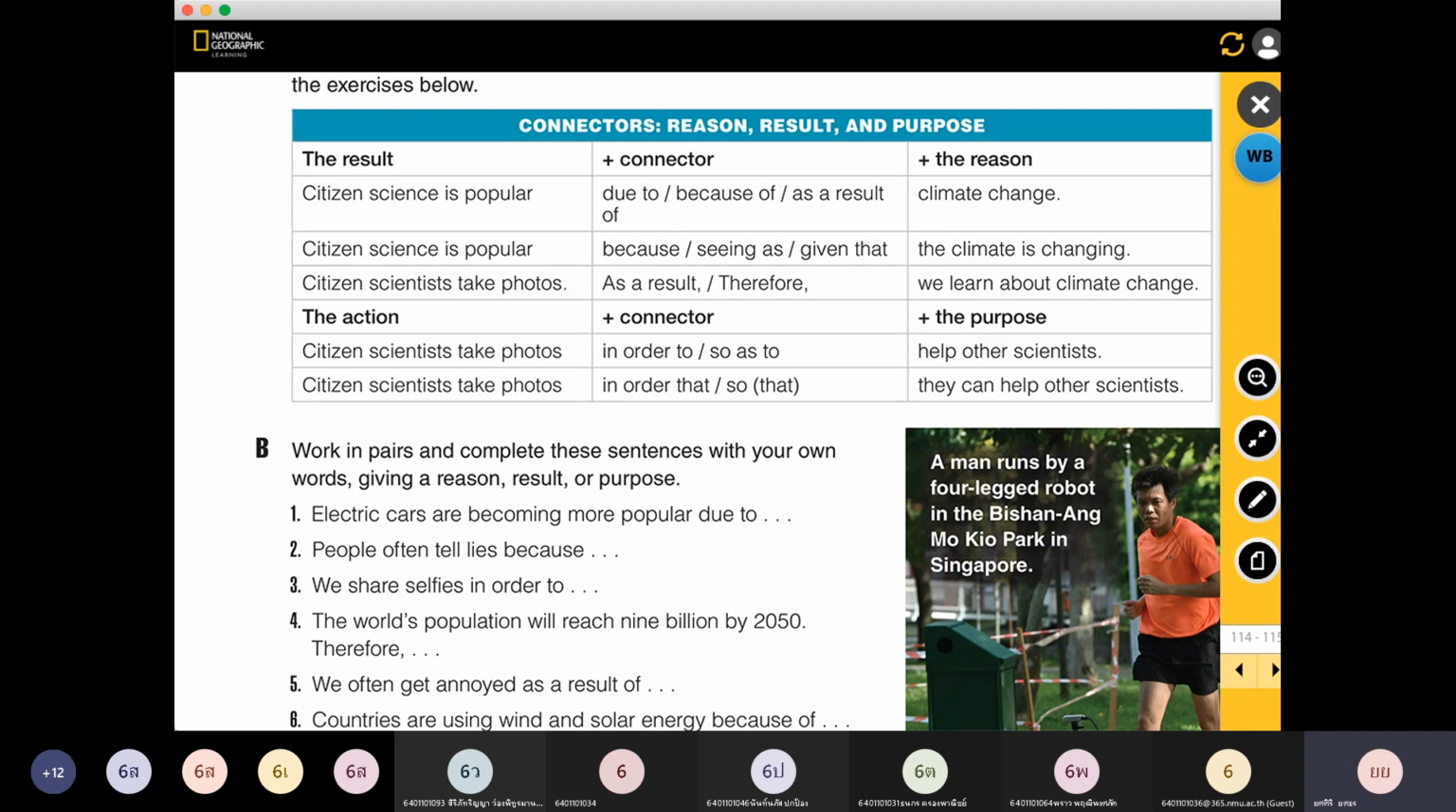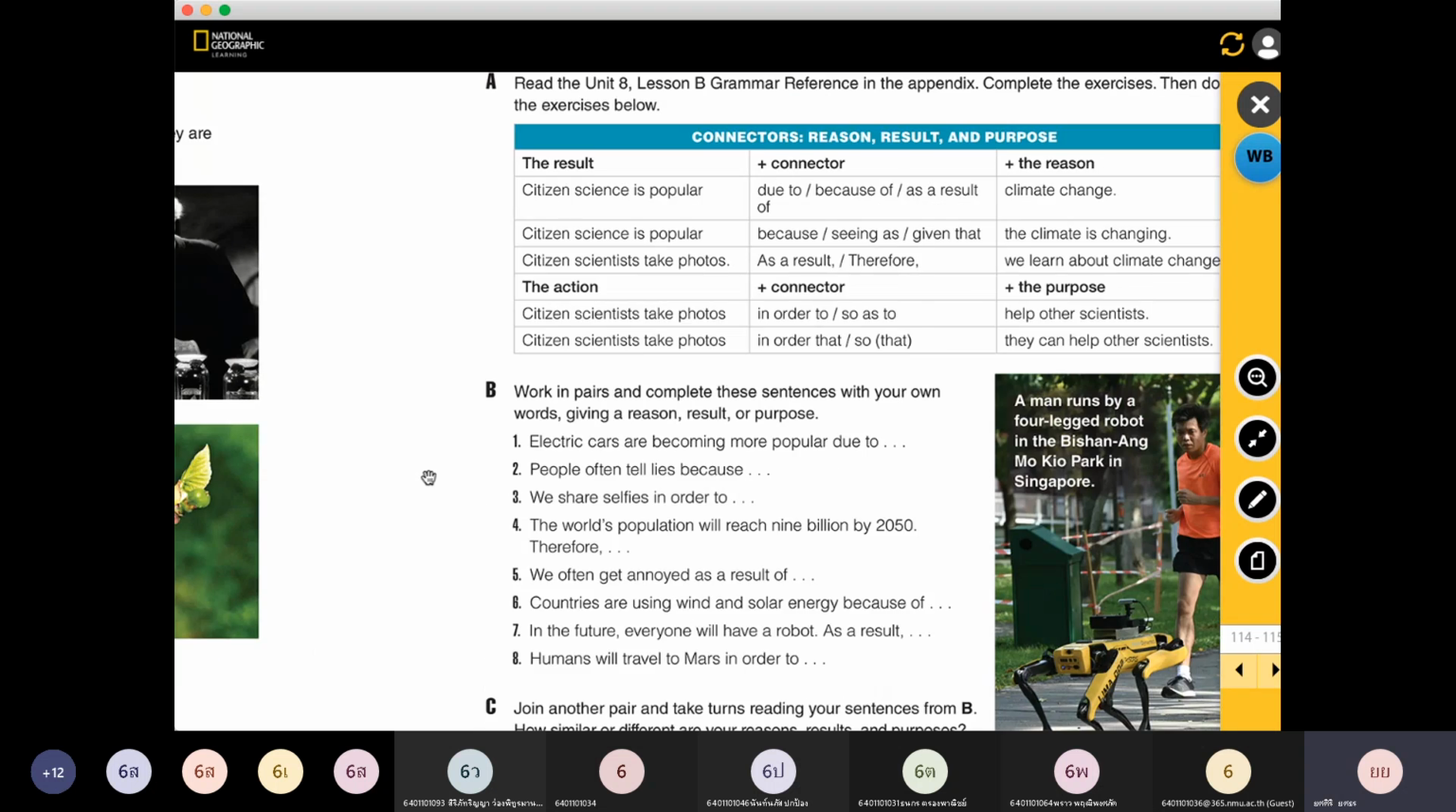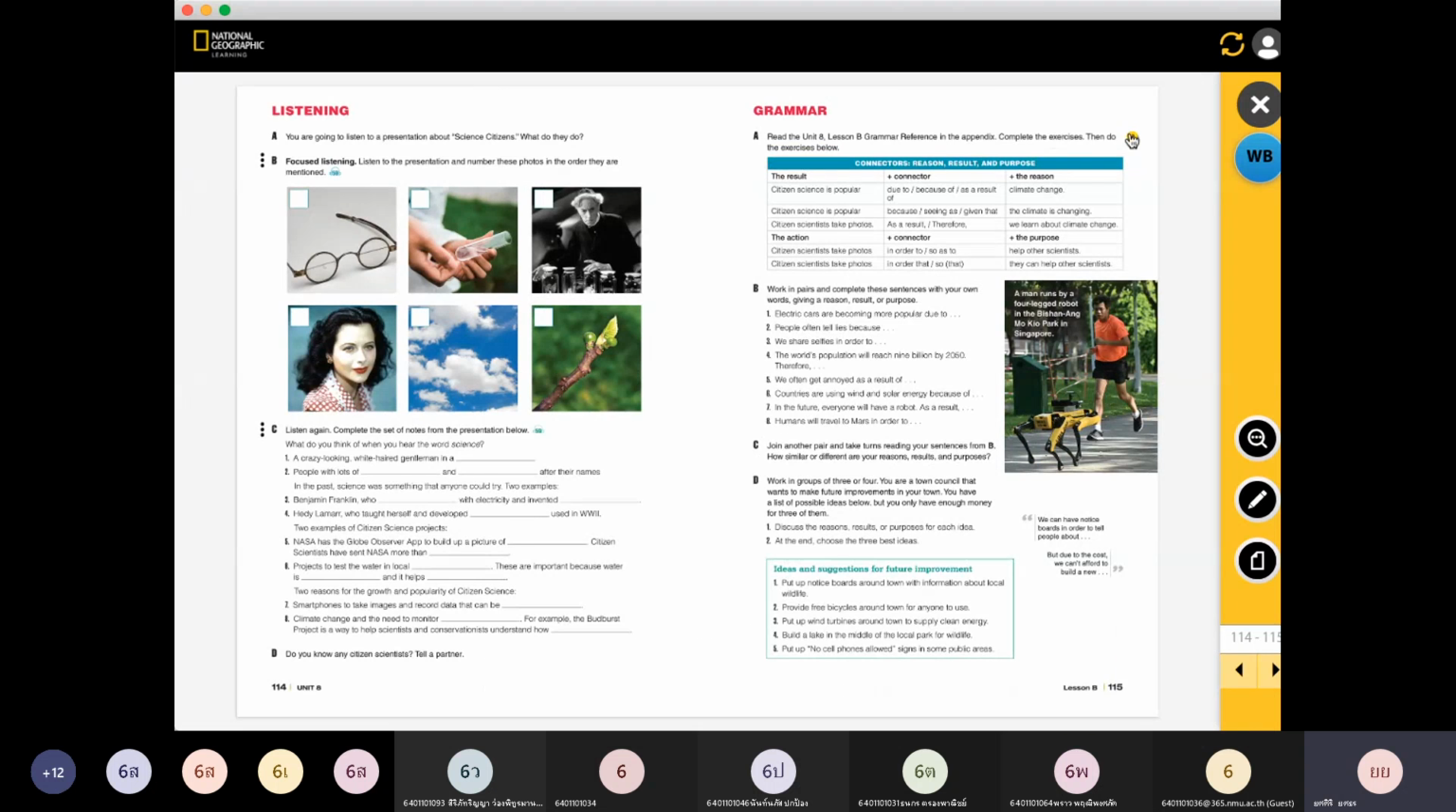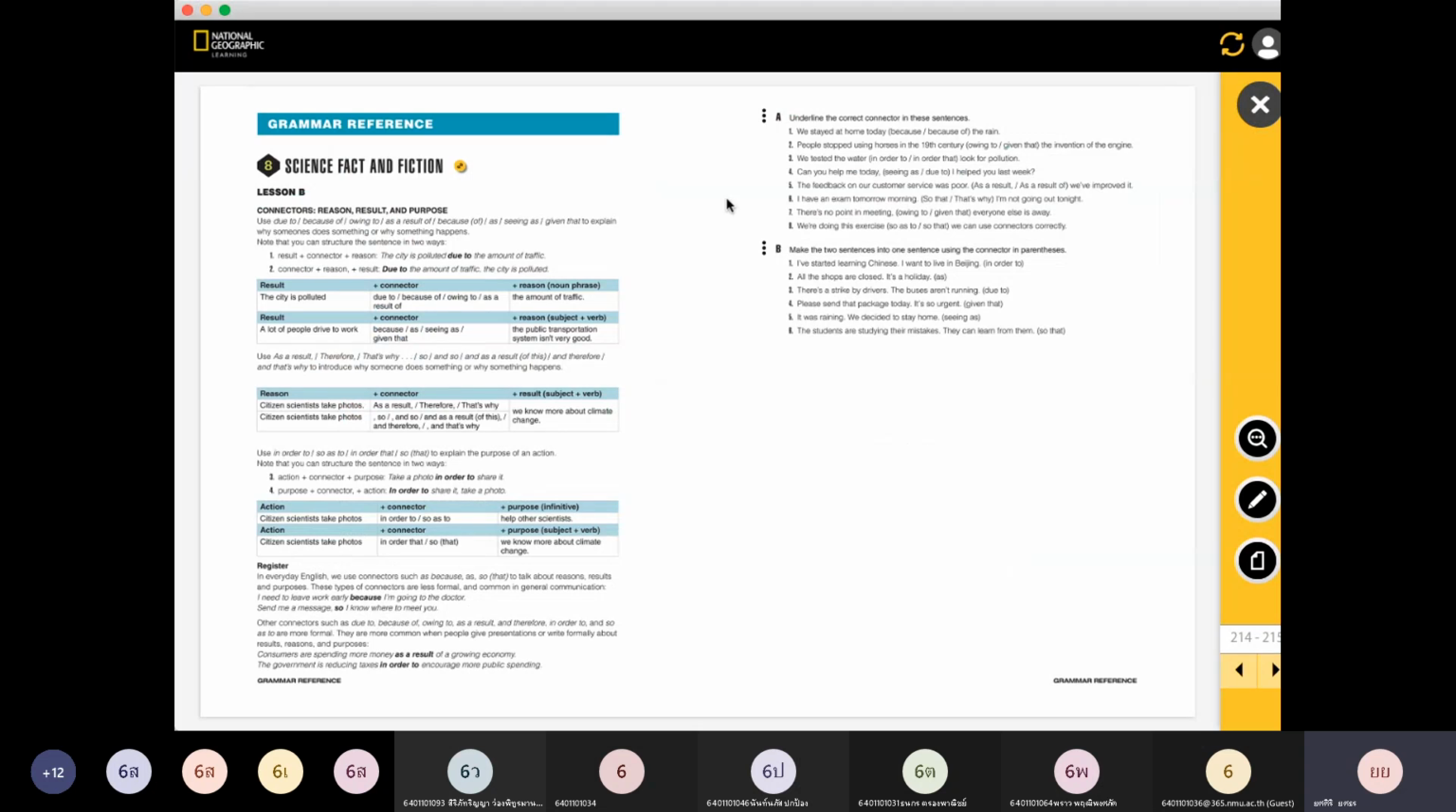But on the other hand, if you want to start with the action, you can use the connectors in order to, so as to, as well, and also you can use in order that. But there are slight differences in how to use these words, so we're going to take a look at them in detail here.